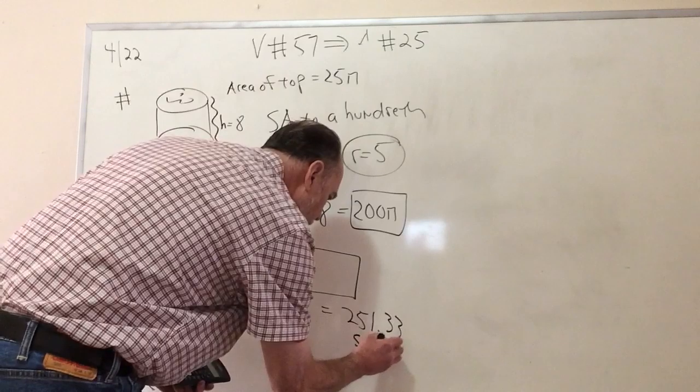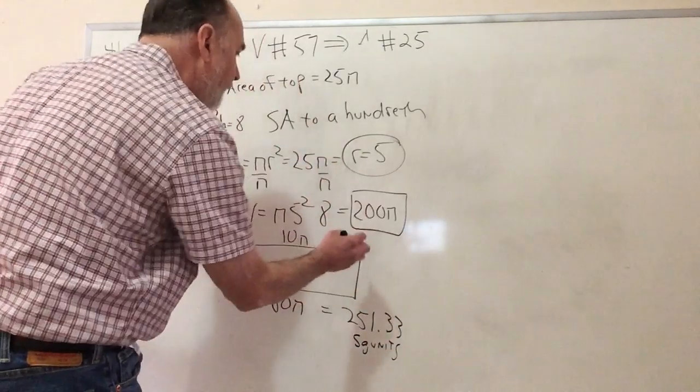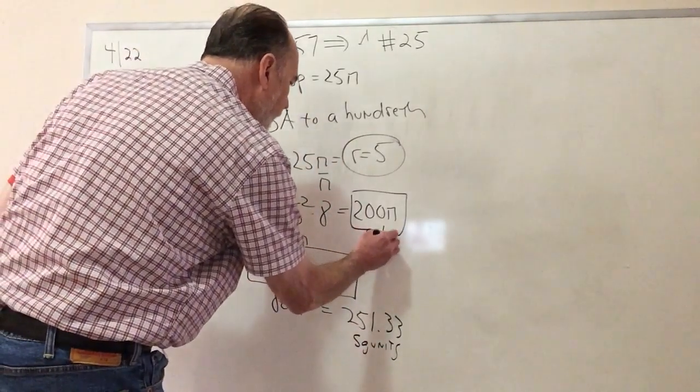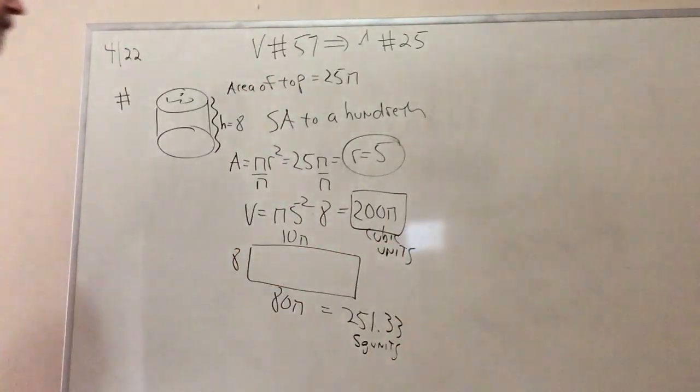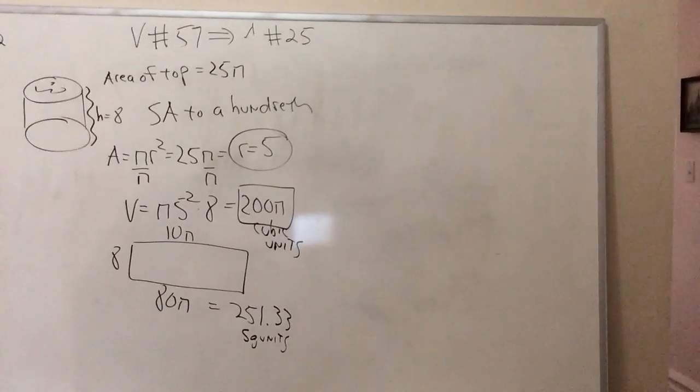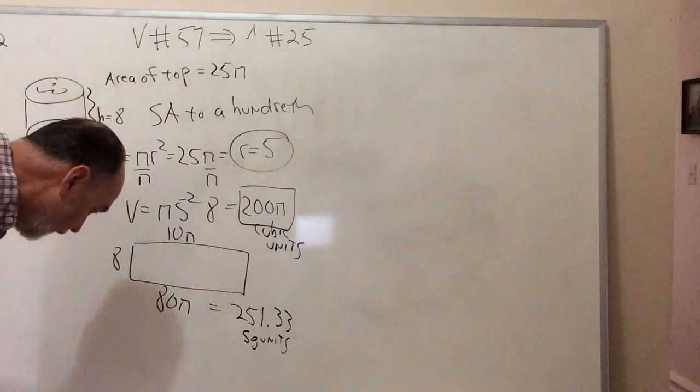Oh, square, okay, so there's square units. And this would be 200 pi cubic units. You weren't asked to do this, but I did it anyway as I was walking along. And let's see, we're doing about 11 minutes. Let's see if we can get in the next one, if it isn't a long problem to do.